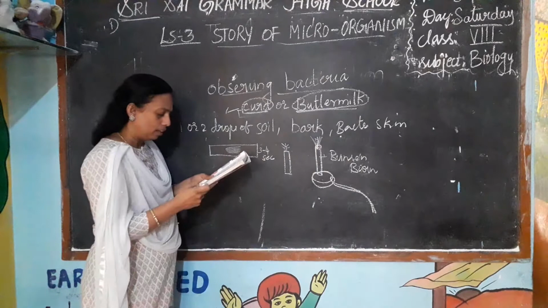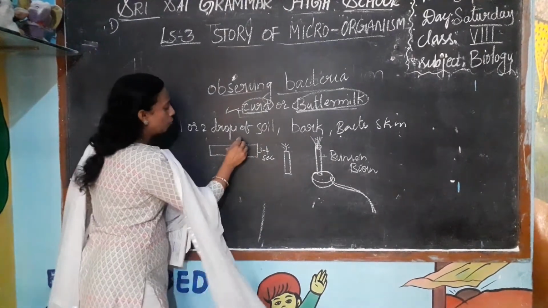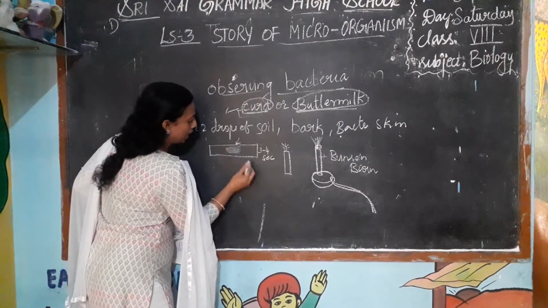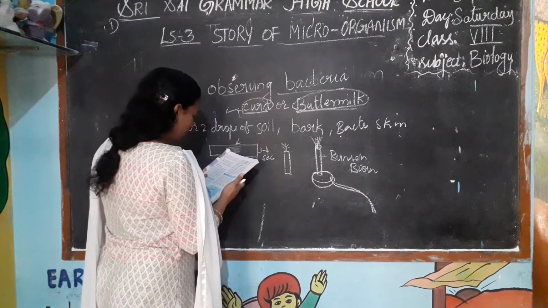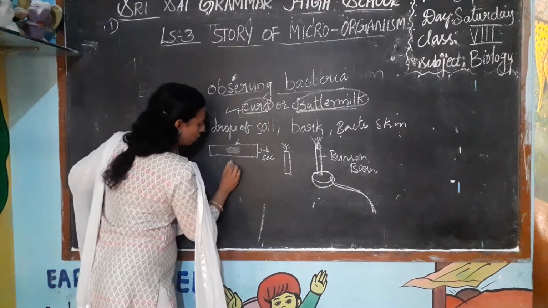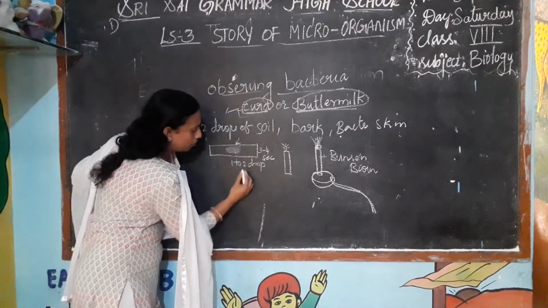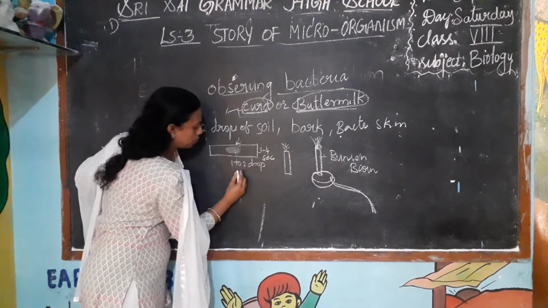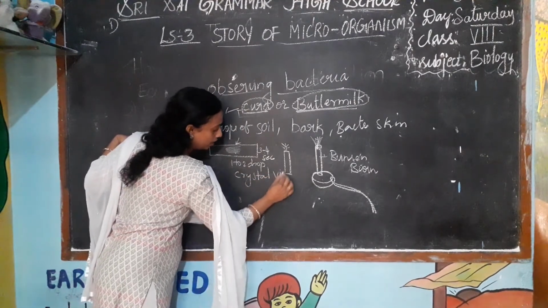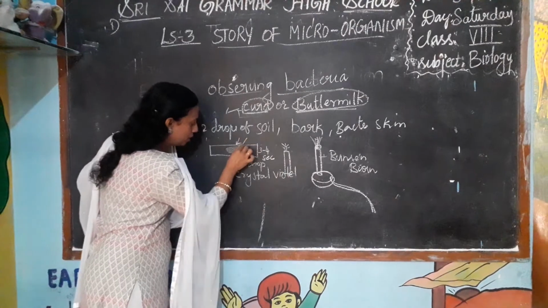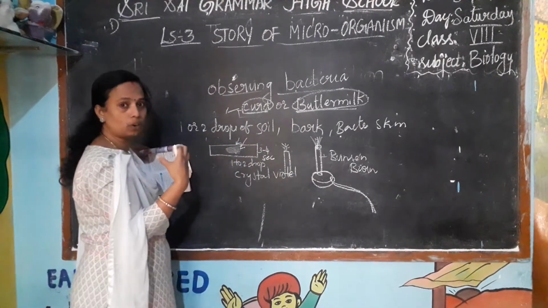Add a few drops of crystal violet. After heating, we have to add 1 or 2 drops of crystal violet stain on that. It is the color violet. So when you put it on that, all the bacteria will gain the crystal violet color.